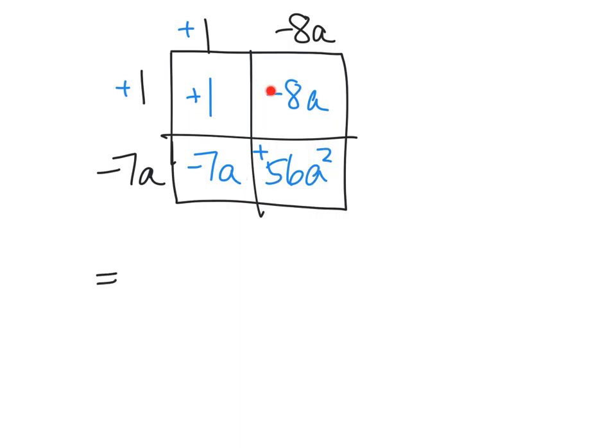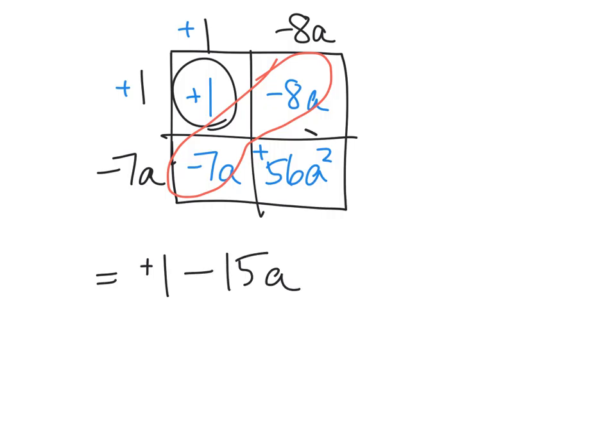So what do we have? Well, this guy has no like terms, so it's just 1, or positive 1. These guys are our like terms, and you'll notice the like terms are almost always going to be on that diagonal. Negative 7 plus a negative 8, that gives us a negative 15a.